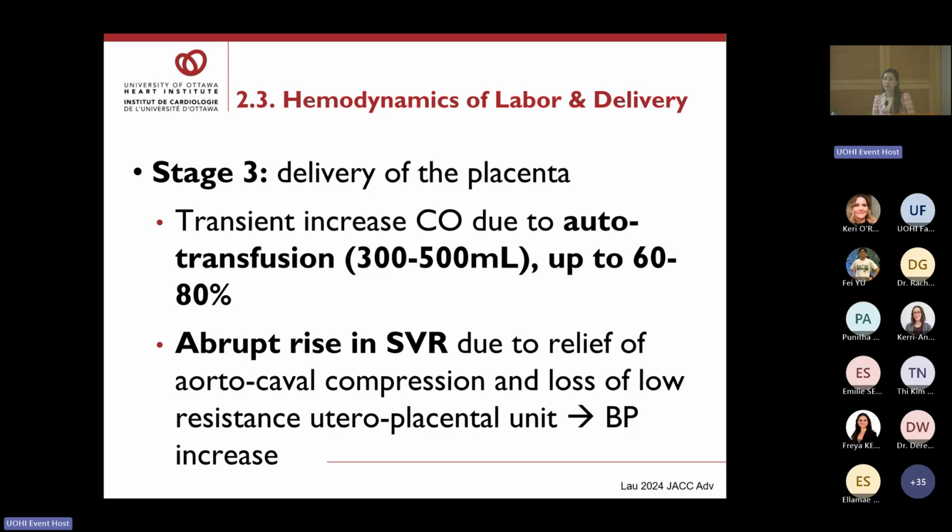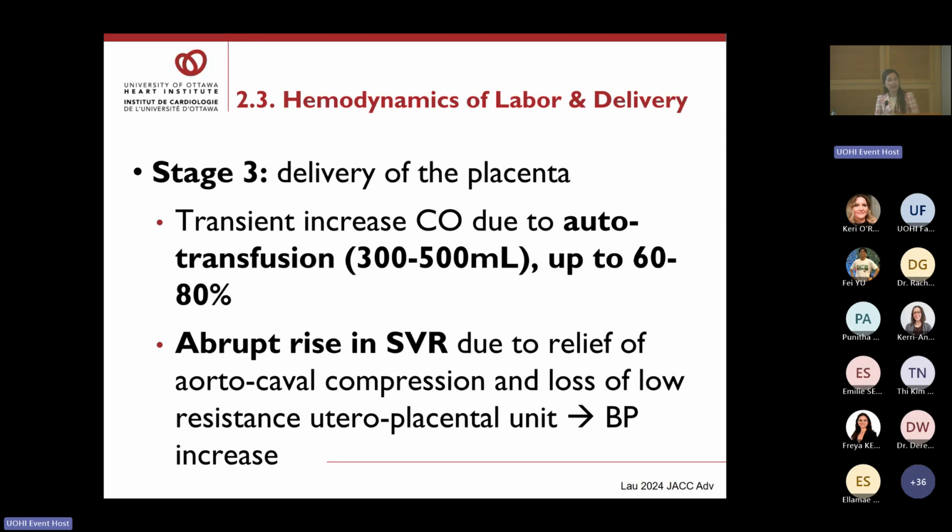Stage 3 is the delivery of the placenta. And this is a moment where there's going to be a massive increase in cardiac output because of the relief of that uteroplacental unit. All the blood that was there is now returned to the maternal circulation, leading to a significant amount of autotransfusion and a rise in cardiac output of almost 80%.